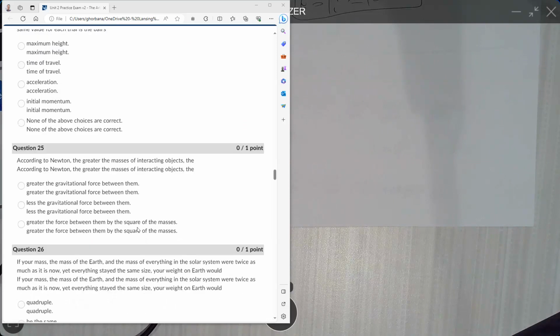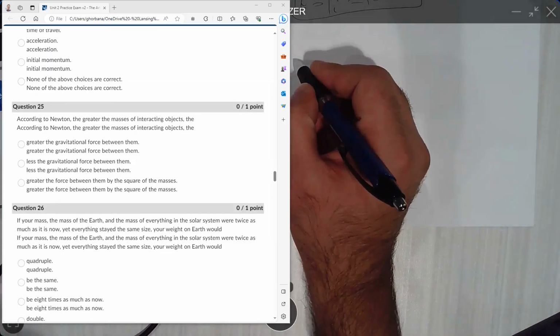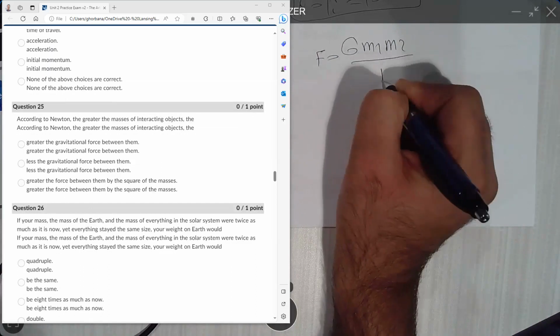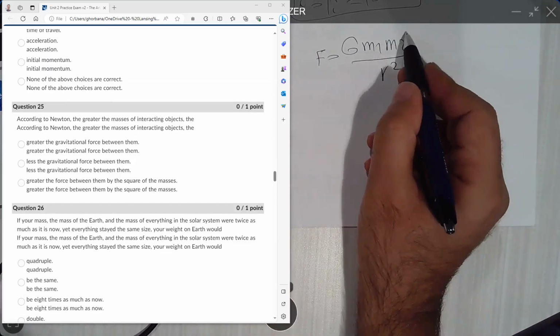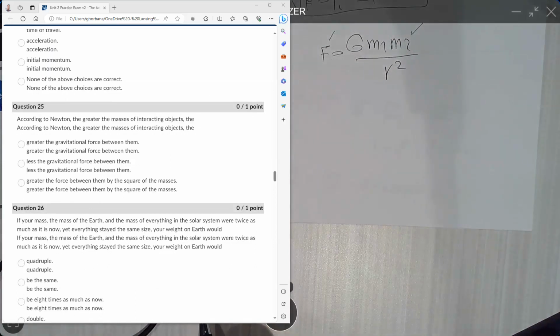Number 25. According to Newton's law, the greater the mass of the interacting objects, the greater... What was the formula of the force of gravity? G m1 m2 over r squared. If the mass is bigger, the force of gravity will be bigger. So which one is the right answer then? The greater the gravitational force between them. The greater the mass, the greater the gravitational force.